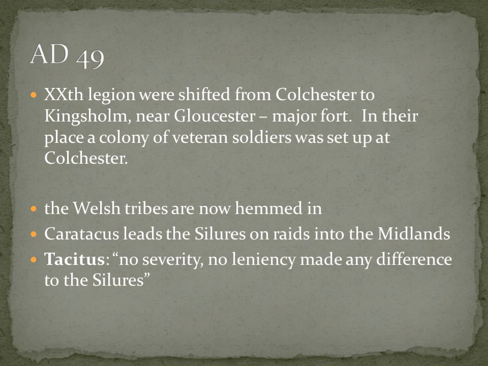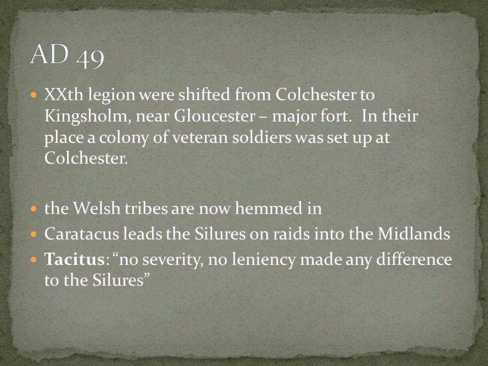So, in AD 49, the 20th Legion are shifted from Colchester. Remember that Colchester begins life as a military centre. There is a legionary fortress there. But they're moved to Kingsholm near Gloucester. And in their place, a colony of veteran soldiers was set up at Colchester. So AD 49 is an important date for remembering that the colony of Colchester is formed.